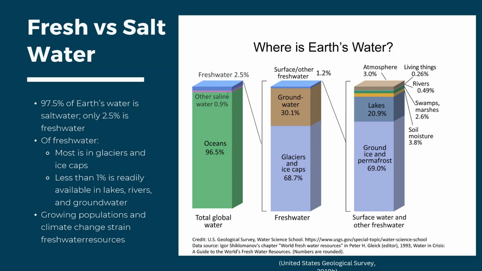As populations grow and climate change affects when and where rain and snow fall, our already limited freshwater supply becomes even more stressed. These challenges are especially serious in places that depend on seasonal snowfall or use groundwater faster than it can naturally refill.